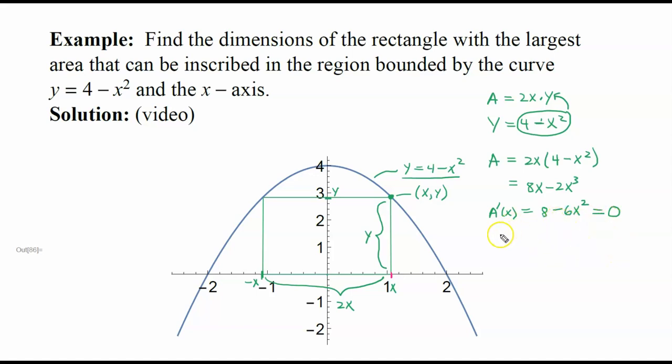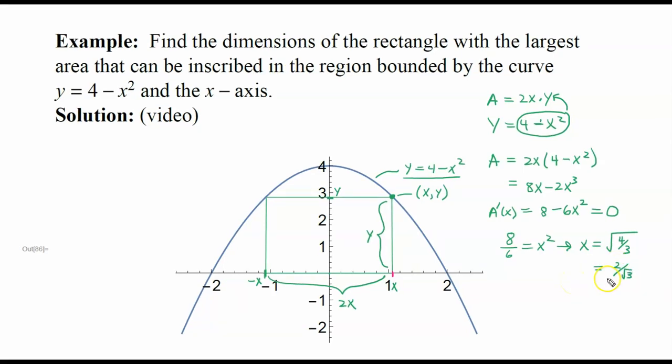And solving this for x, we get that. Taking the 6x over, dividing by 6, we get x squared equals 4/3. And that implies that x is going to be the square root of 4/3, or 2 over root 3. Now this is where our area function will have a maximum, when x is 2 over root 3.